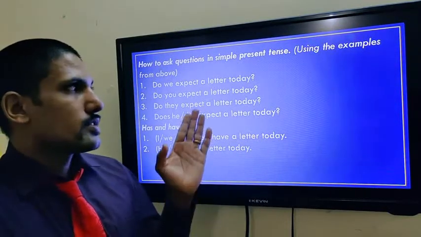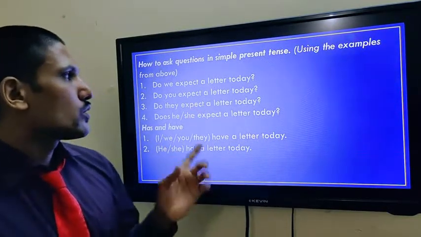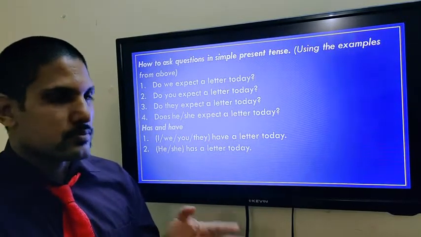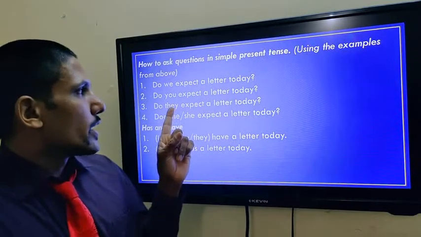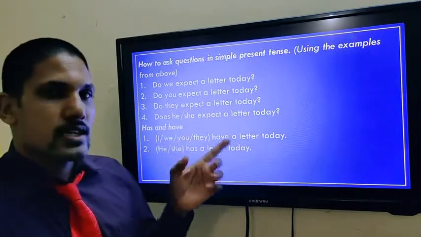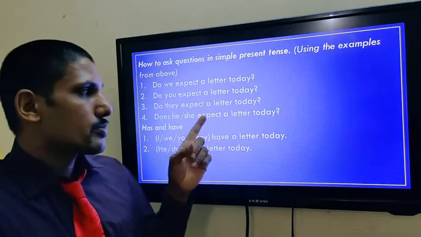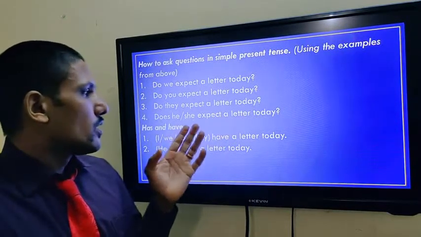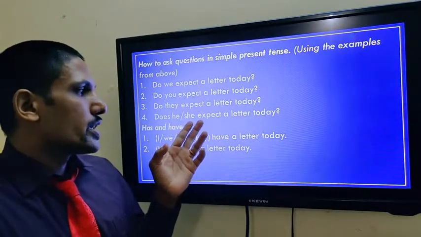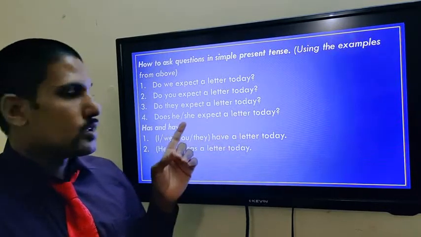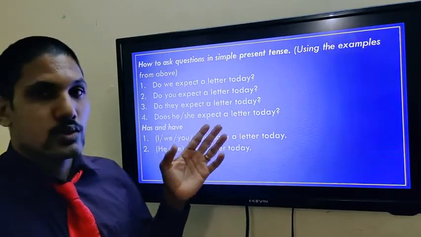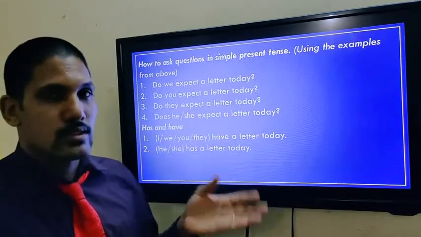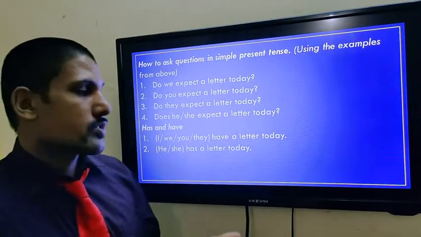So, how to ask questions in simple present tense? We use do and does to ask questions in simple present tense. Examples: Do we expect a letter today? Do you expect a letter today? Do they expect a letter today? Does he or she expect a letter today? With he, she, it, we have to use does, not do. With third person singular subjects, we use does to ask questions in simple present tense.